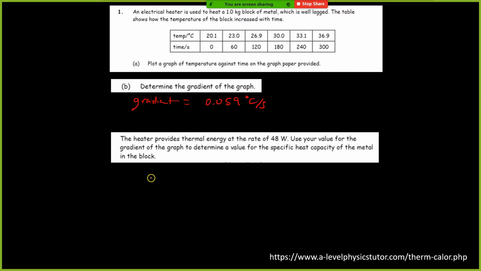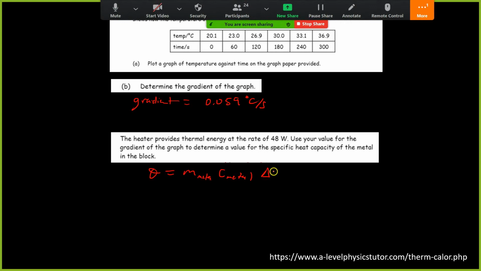If we remember, the equation says that Q is equal to the mass of the metal times the specific heat capacity of the metal times the change in temperature, right?